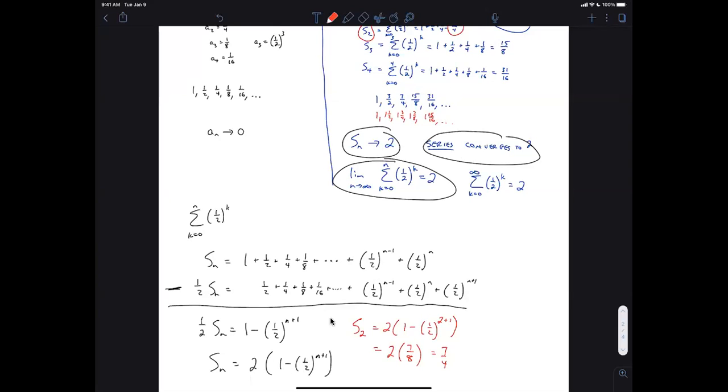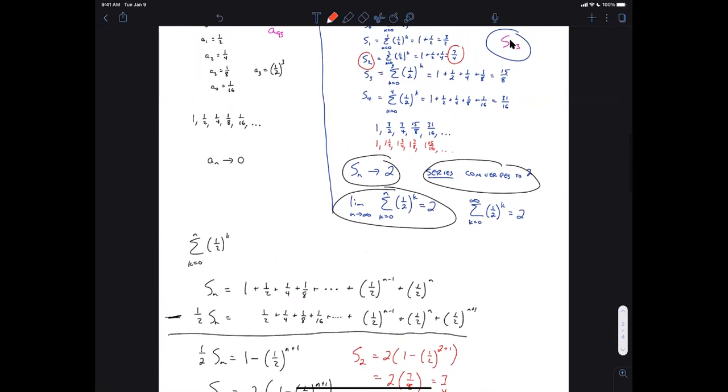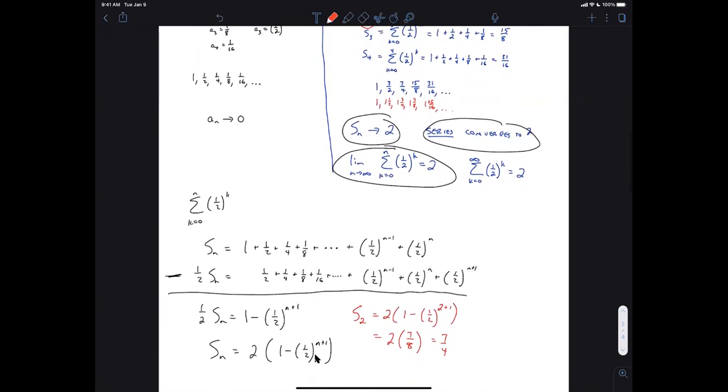This is a closed formula for any term in the sequence of partial sums. So if I wanted to find S93, I could just plug in 93 for n, or I look at the limit as n goes to infinity. That tells me that all these things are true. This series converges to 2.